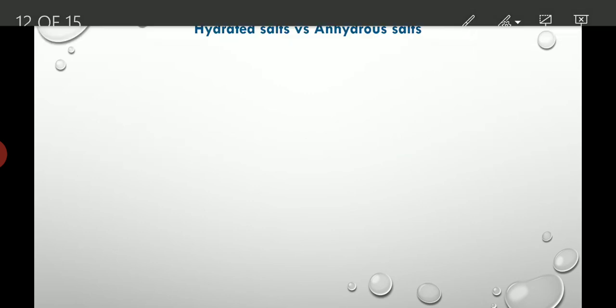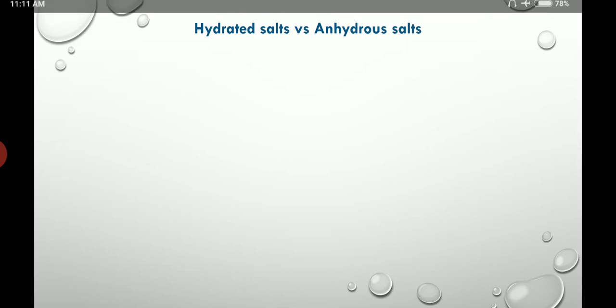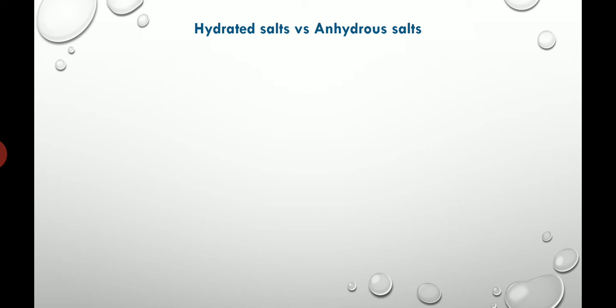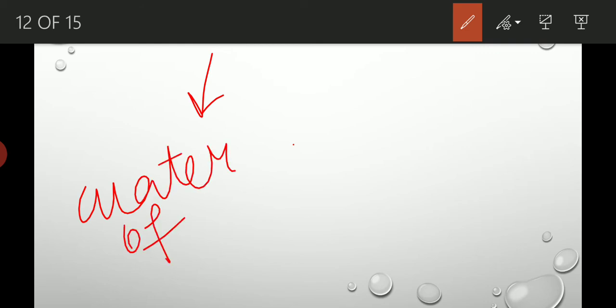Now next is hydrated salts versus anhydrous salts. What is that? Hydrated salts means those salts which contain a definite number of water molecules as water of crystallization. So hydrated salts are those salts which have a definite number of water molecules as water of crystallization. Clear?